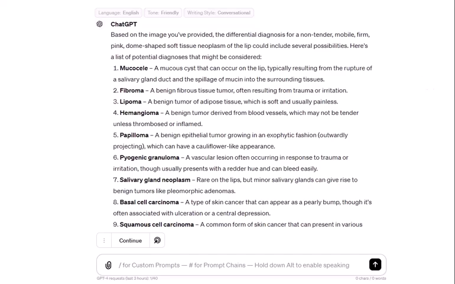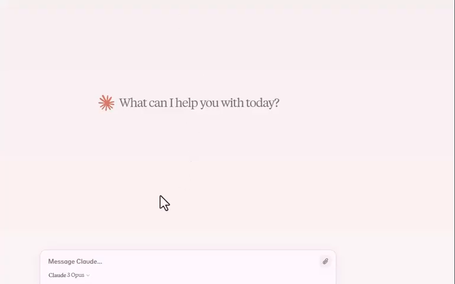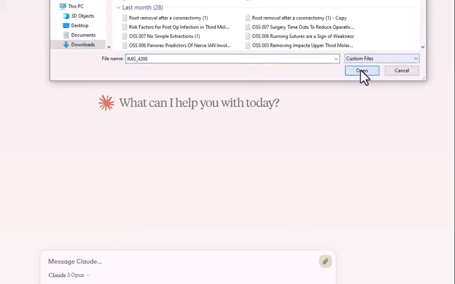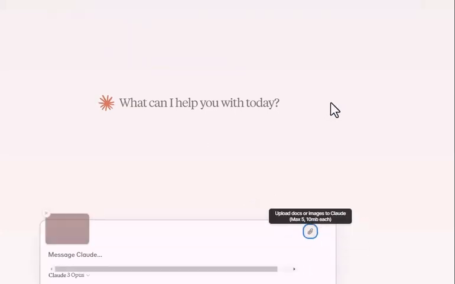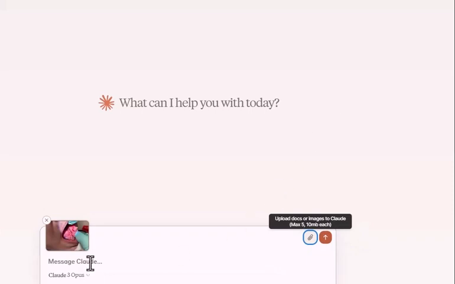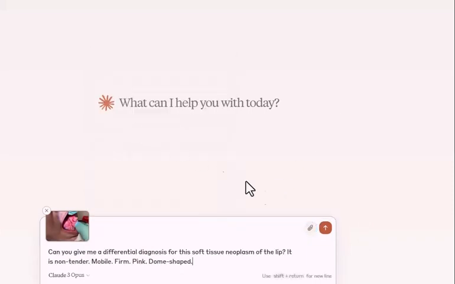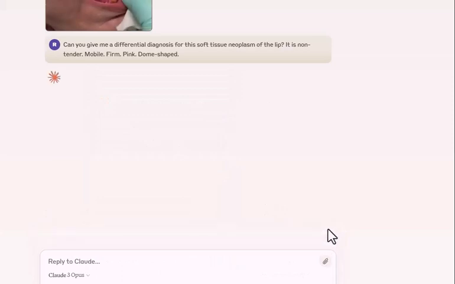So now we're going to jump over here to Claude, to Opus 3. I'm going to upload the photograph again, and I'm going to put the same prompt in. And let's see what Claude says.